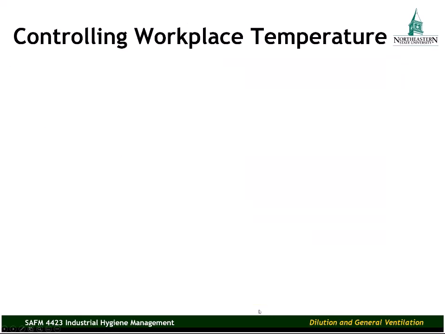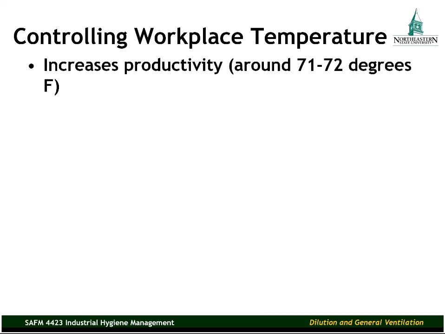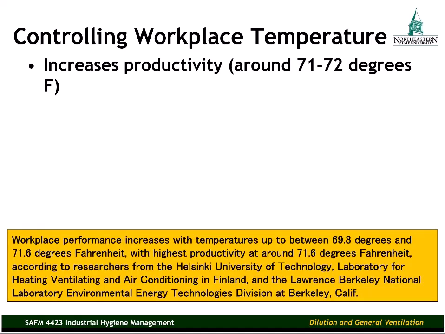All right, workplace temperature is important. We can use our general ventilation systems to control workplace temperature. And I'm going to kind of speed up through these points. A lot of these points we've already talked about. But research has suggested that the optimal temperature for productivity is around 71, 72 degrees Fahrenheit. And here's one of the studies summarized that came to that conclusion. It found that at 71.6 degrees, you would see your highest productivity. And there are other studies like this as well that set this optimal range, 71, 72 degrees.